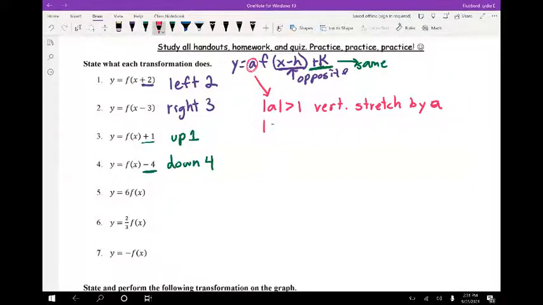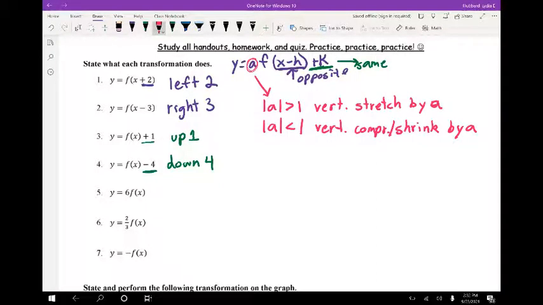When the absolute value, meaning the positive value, just the number, not the sign in front, is less than 1, so something like 1/2 or 1/3 or 2/5, we call that a vertical compression. We can also call it a shrink. Both of those would be accepted. I like using compression because it separates stretch and shrink in my brain. And again, that will be by a.